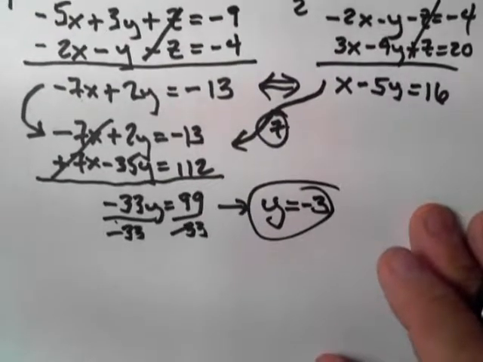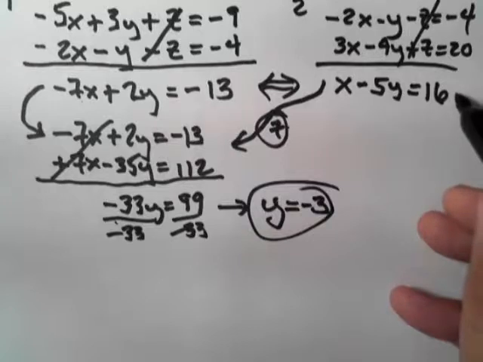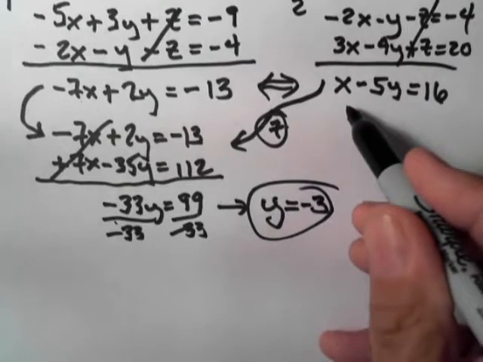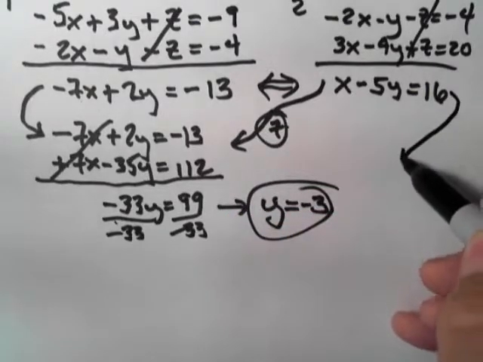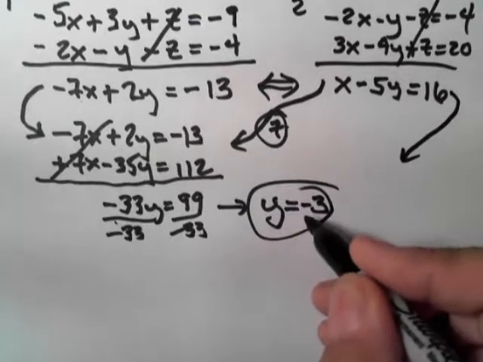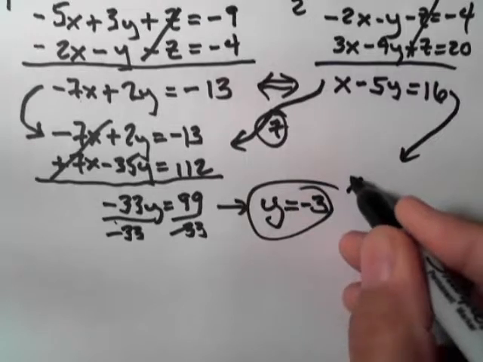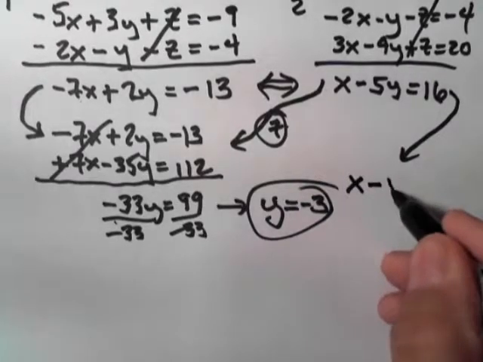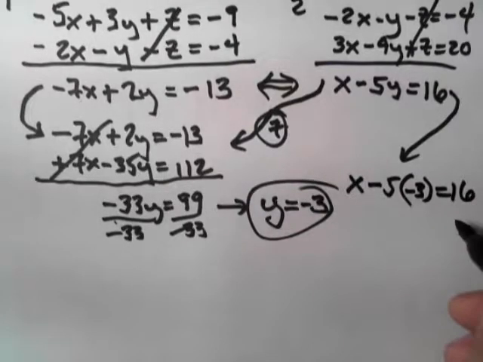Okay, well, now we've got to work back and get the other variables in here. So let's see, where's a good spot to work with this? How about using this equation here? Now, you can use any equation that's got y and x in it, so both of these would work. This one looks like the simpler one right here. So what I'm going to do is plug my negative 3 for y in here to be able to come up with x. So I've got x minus 5 times the negative 3 equals 16.